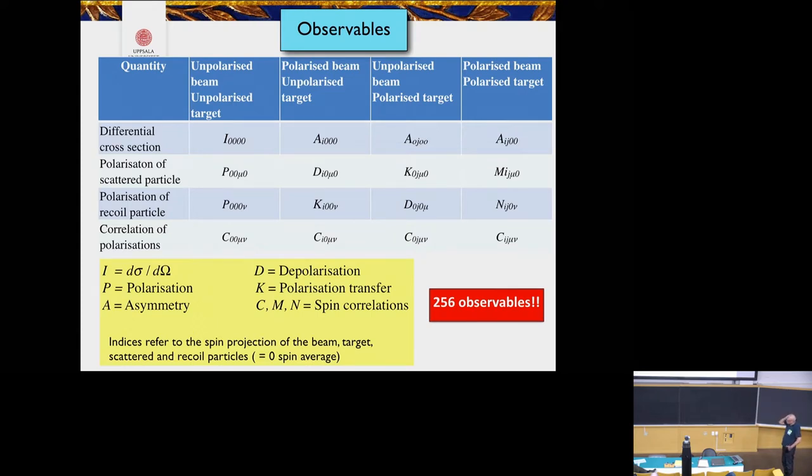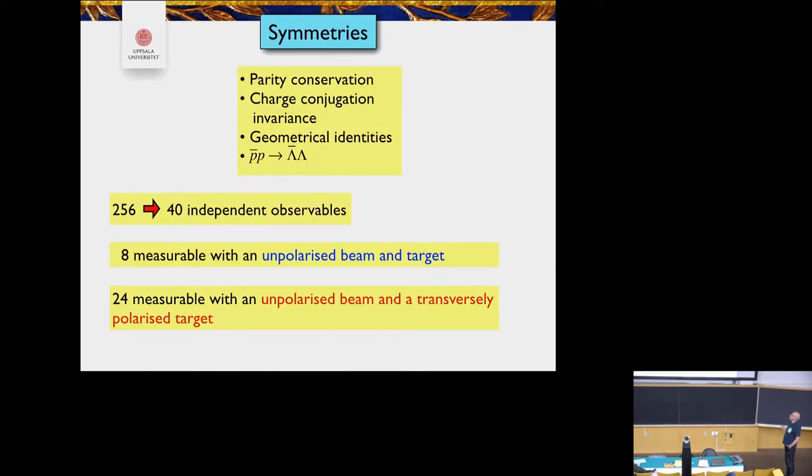You can measure differential cross-section, polarization, asymmetries, spin correlation and polarization transfer. And if you sum up all this, you actually end up with 256 variables to completely describe such a process. Now, nature is kind. Because this is a strongly interacting process, if you take into account parity conservation, charge conjugation invariance, and some geometrical identities, these 256 observables boil down to 40 independent observables. 8 of them are measurable with unpolarized beam and target, and 24 are measurable if you have a polarized target.